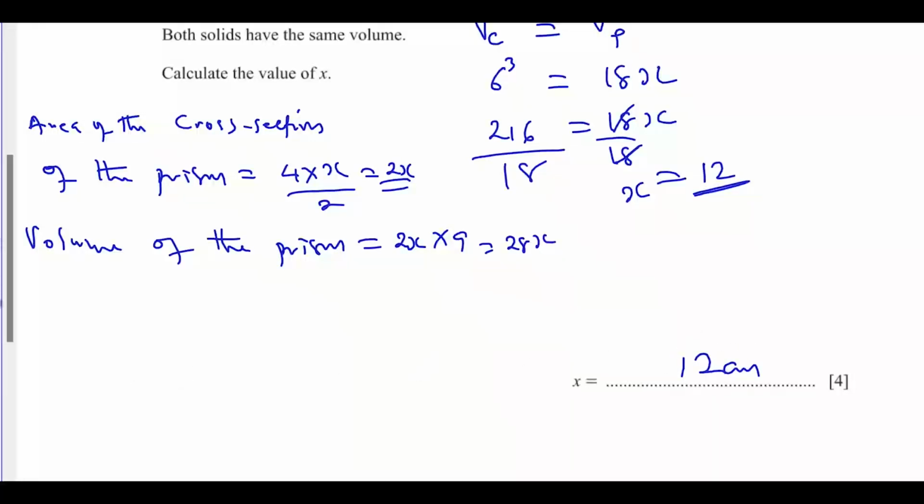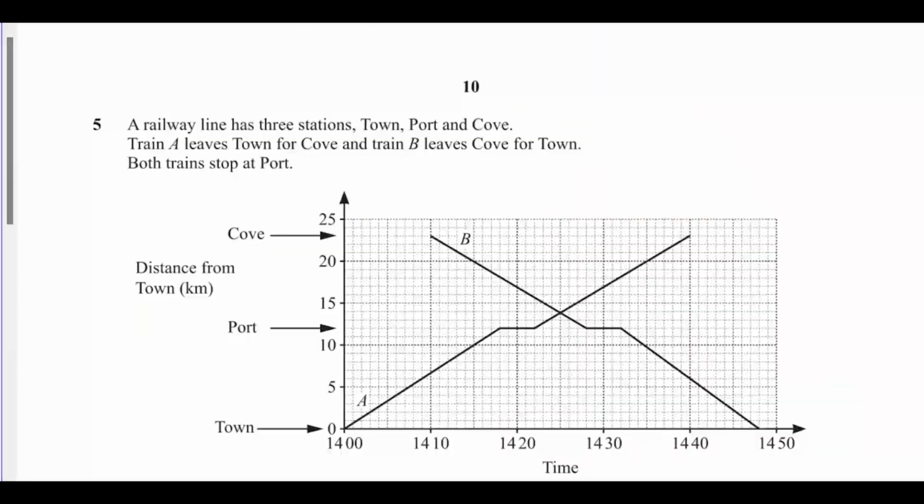So let's go to the next question. That will be question 5. A railway line has 3 stations: town, port, and cove. Train A leaves town for cove, and train B leaves cove for town. So as you can see, this is train A from here moving towards this direction, and then this is train B moving towards this direction.